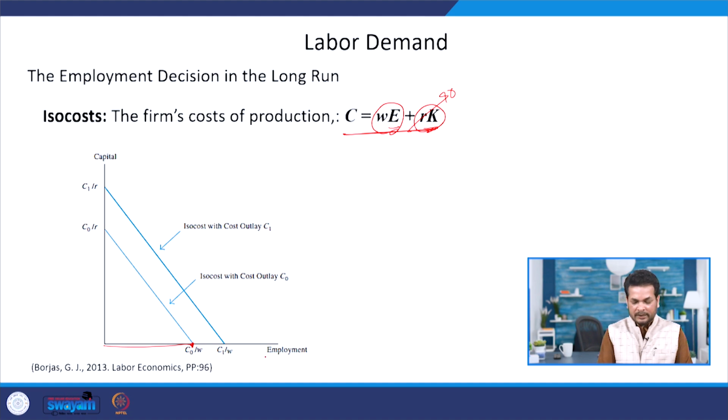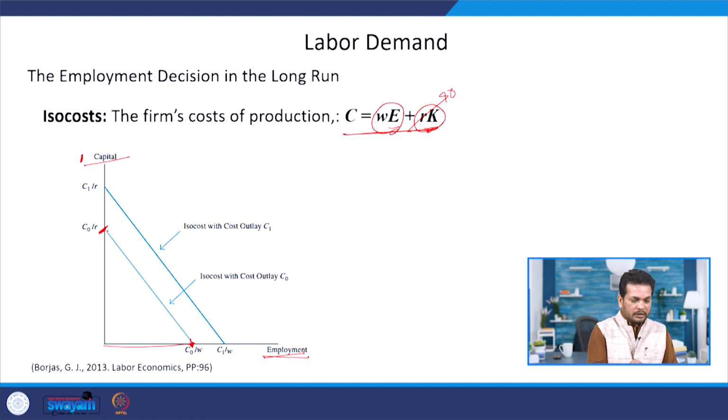Here on this x axis we have taken the amount of labor the farm can hire, and on the y axis we have taken the amount of capital the farm can employ. If the farm is going to spend its entire money on labor, then the farm will employ this much labor. If the farm is going to spend its entire money on capital, then the farm will hire this much capital.